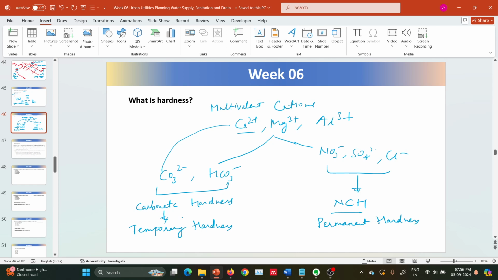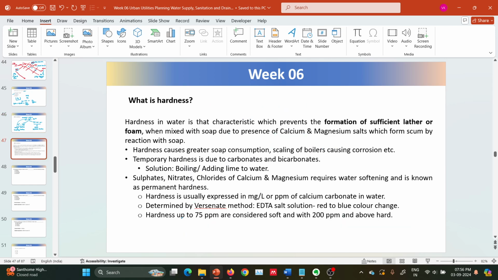So we can also define it as hardness: the water which can't make sufficient lather or foam when mixed with soap, due to the presence of calcium and magnesium salts, which form scum by reacting with soap. So due to the hardness, we can't make sufficient foam or lather. That is called hardness, and hardness causes greater soap consumption, scaling of boilers, causing corrosion, etc.